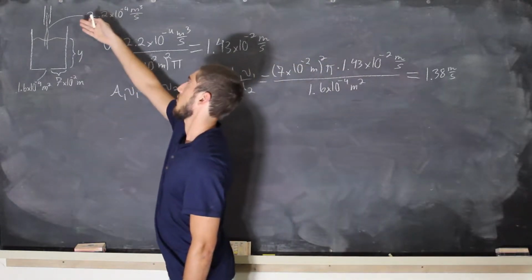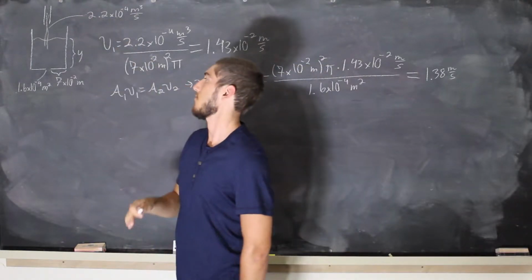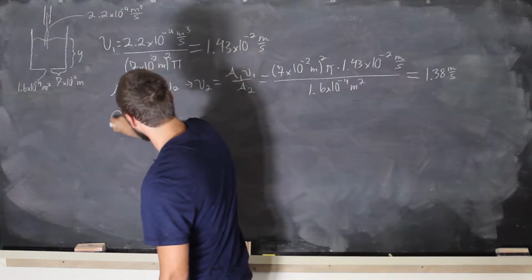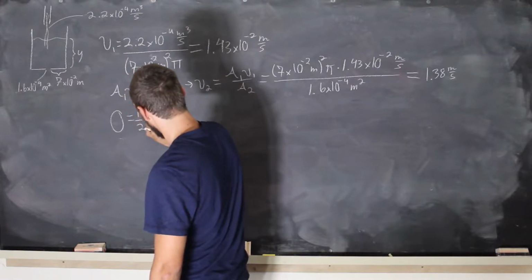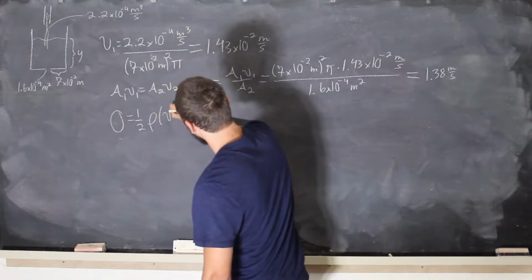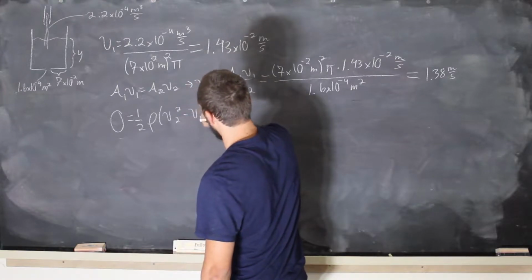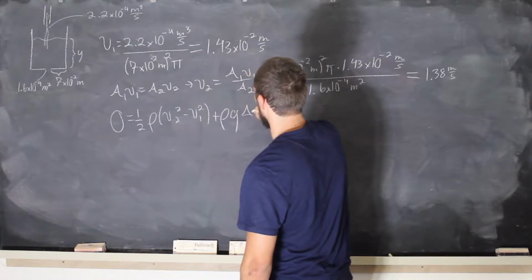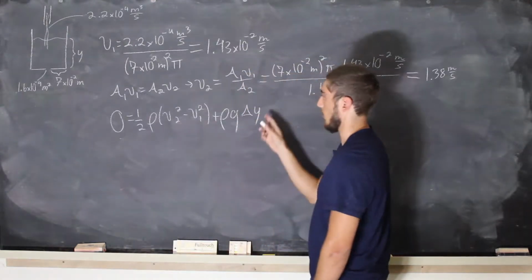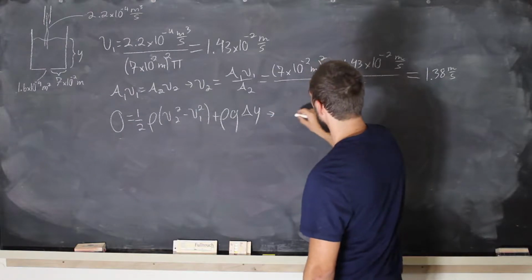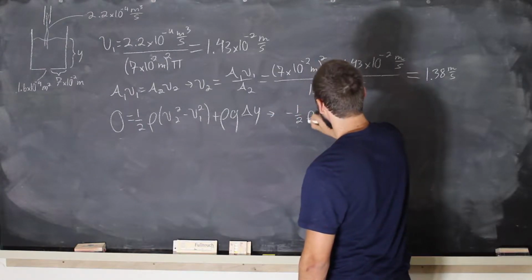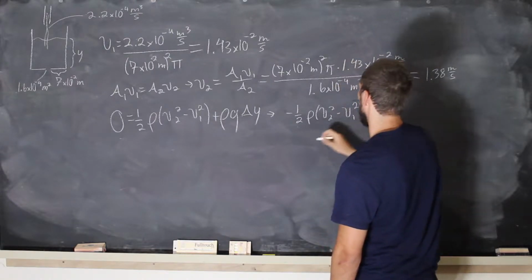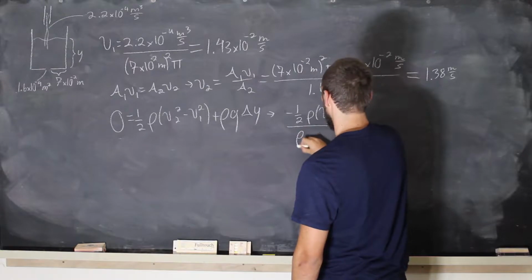And of course, we start off and the bucket is open to the atmosphere, and in the end the water is flowing towards the atmosphere as well. So it's going to be 0 is equal to 1/2 rho (v2 squared minus v1 squared) plus rho g change in y, and we're trying to solve for change in y, so it'll be negative 1/2 rho (v2 squared minus v1 squared) divided by rho g.